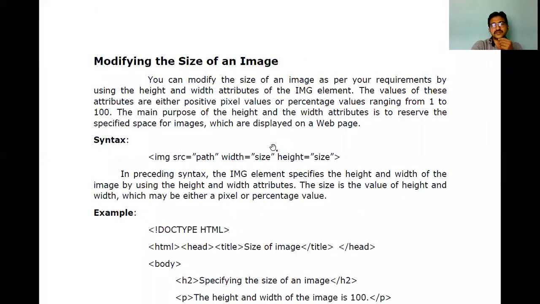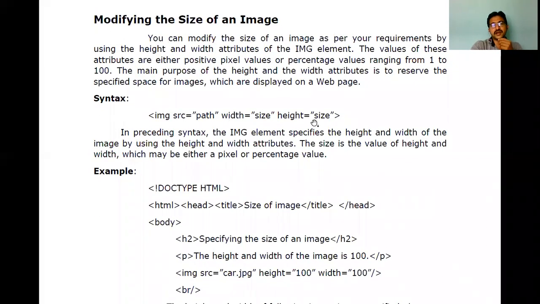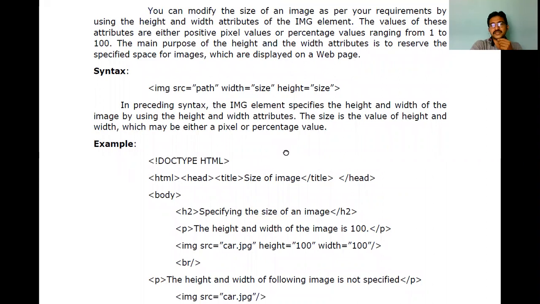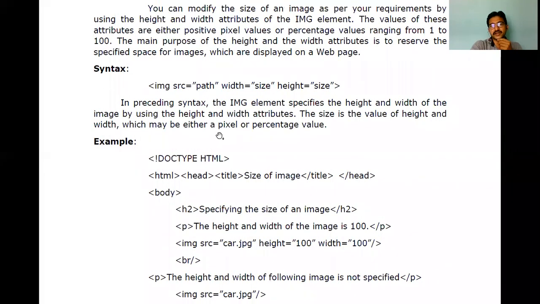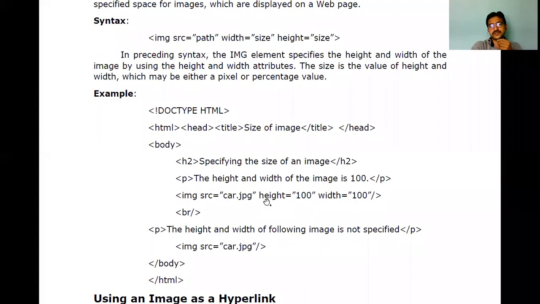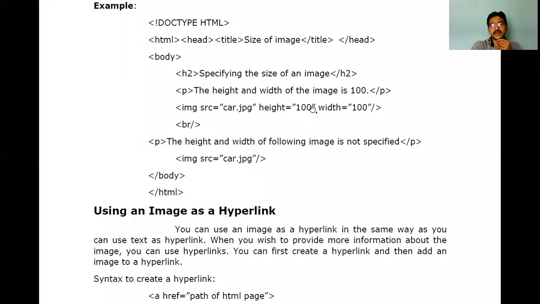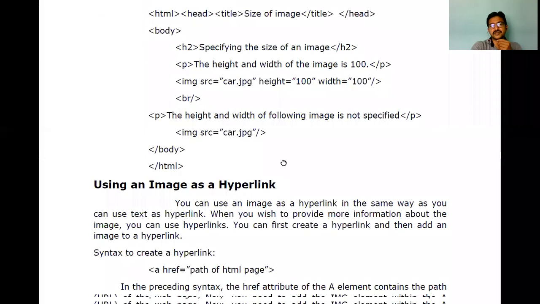And modifying the size of the image with the help of width and height. Now the question here is how the sizes can be represented. Sizes can be represented in the form of pixels or in the form of percentage. Directly width equal to 100% or width equal to 340. If you do not mention any percentage, then automatically it is taken as pixels. So height equal to 100, width equal to 100 here. This is called pixels. If you want percentage, you can use 100%, 50%, like this also you can mention.